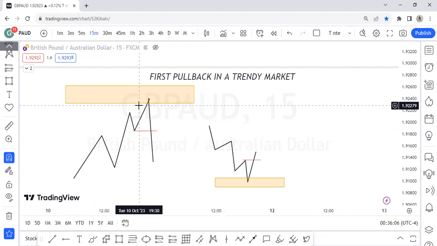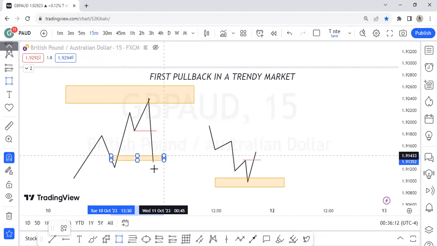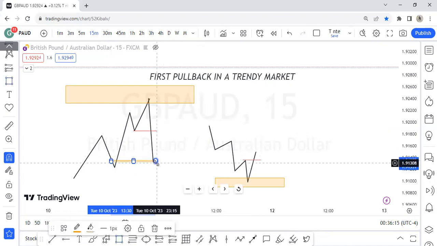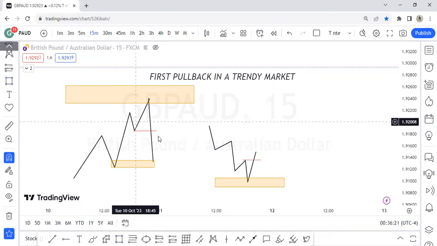So whenever you expect an inducement, what do you do? You have two things to do. Either the first thing you do is mark the unmitigated order block, the area that the market has not mitigated, or you look for the imbalance below. So those are the things to look for.